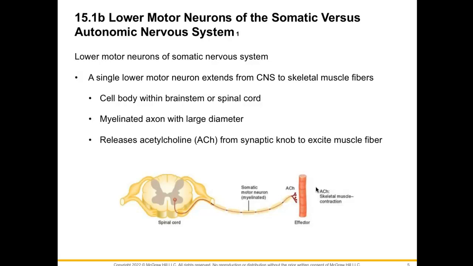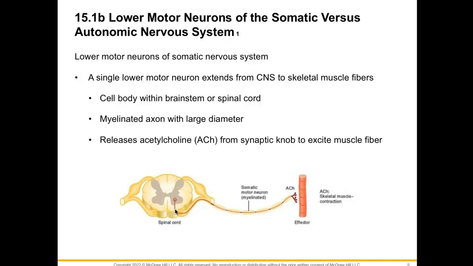Let's take a closer look at what that last motor neuron or lower motor neuron is doing for our somatic nervous system versus the motor neurons in our autonomic nervous system. So again, our somatic nervous system is under voluntary control and goes over to our skeletal muscle. So here, if we're looking at our spinal cord, we're seeing our lower motor neuron cell body in the ventral horn of our gray matter in the spinal cord.